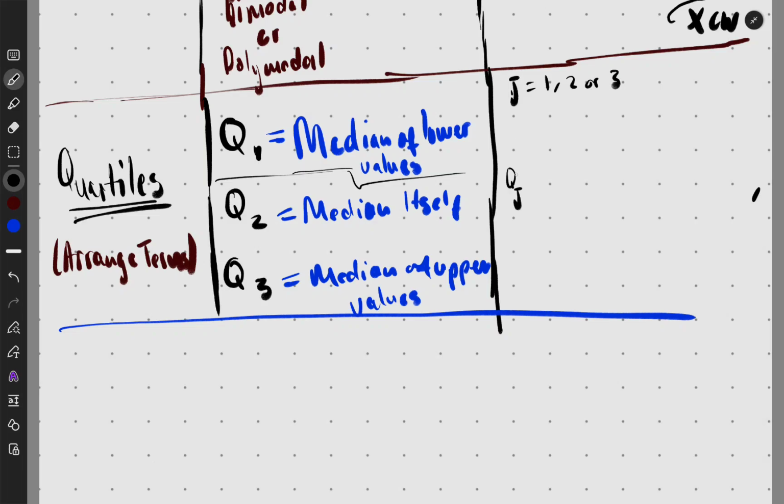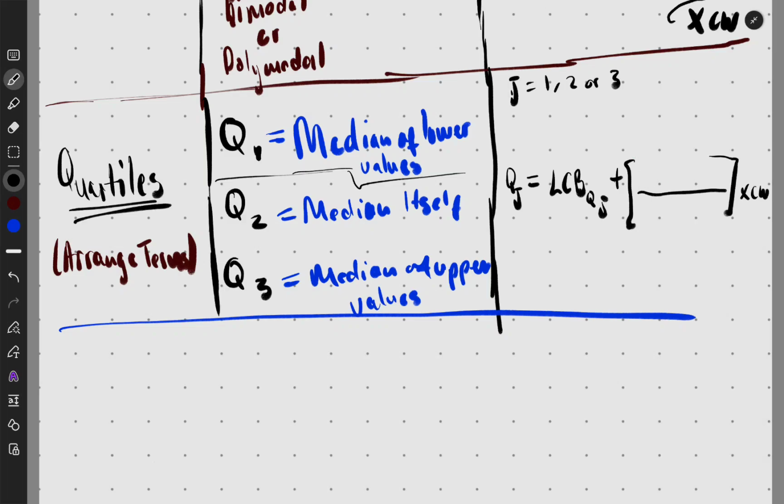Now, we'll be saying QJ, is it Q1, is it Q2, is it Q3? This is going to be the lower class boundary of the class with that quartile. So you need to know what is the class that has this quartile. We'll show you how to get it. Then it's going to be plus this big fraction. Then at the end, we are obviously going to multiply by the class width.